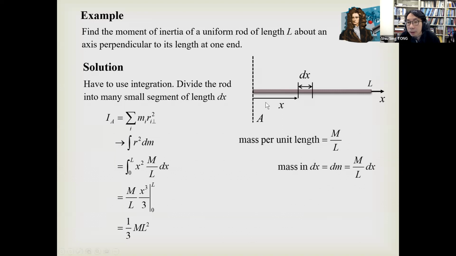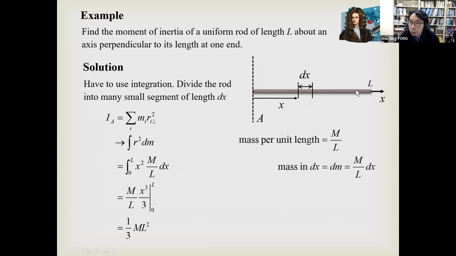Now let's take a simple example. Let's introduce this method by using an example. I consider a uniform rod of length capital L. Okay. And the rod has a mass capital M. Now I want to find the moment of inertia of the rod about one of its ends. Okay, the axis is perpendicular to the length of the rod and is located at one end of the rod. Okay.